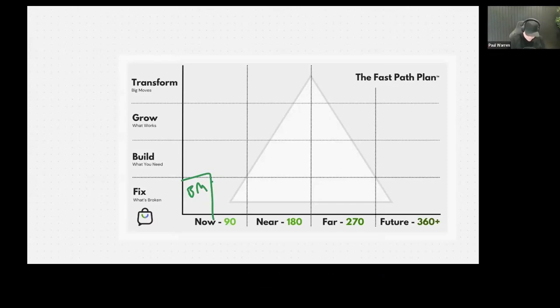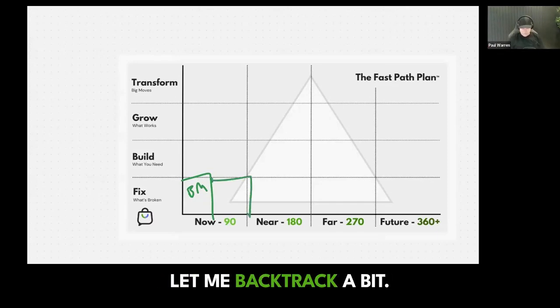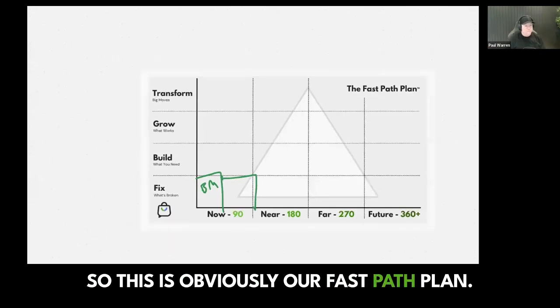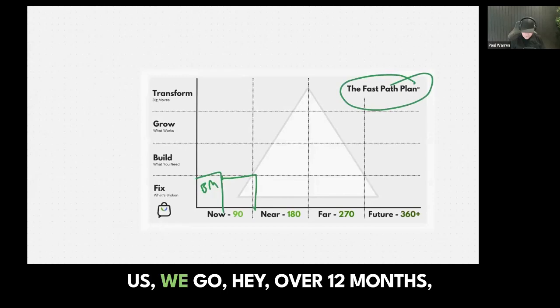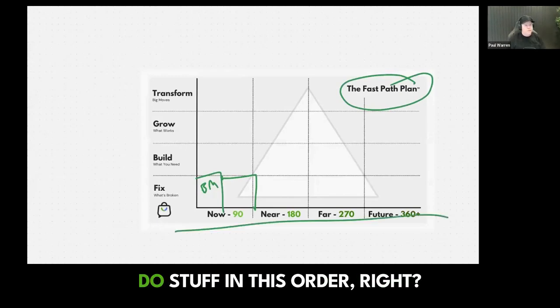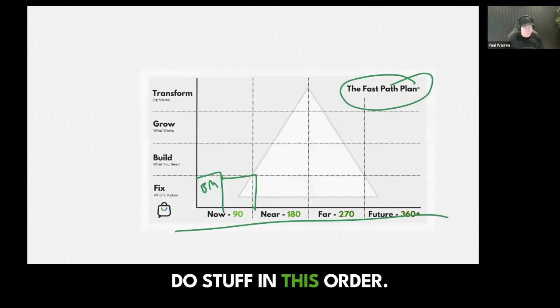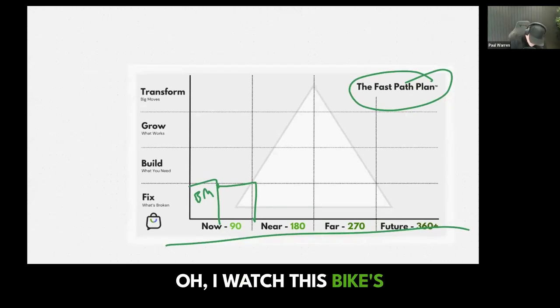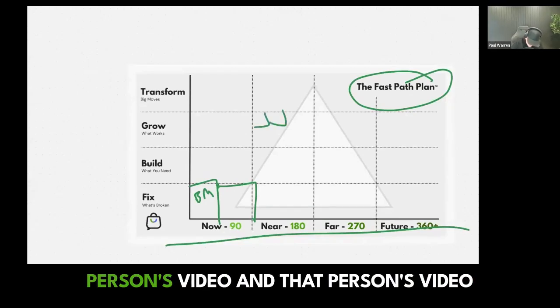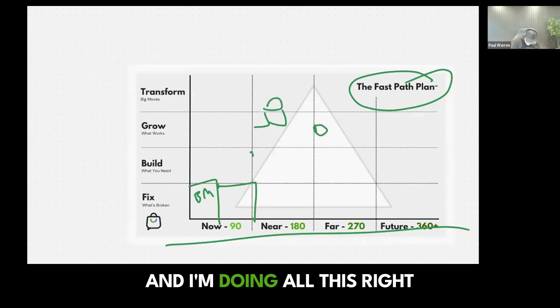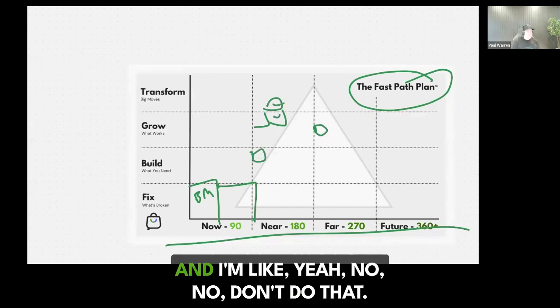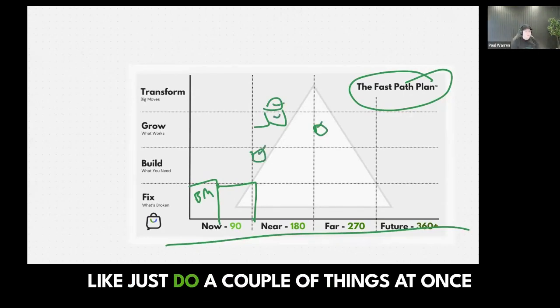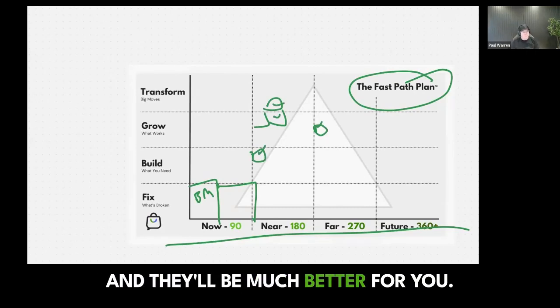Number two. And again, I'm sorry, let me backtrack a bit. So this is obviously our fast path plan. So someone like you works with us, we go, hey, over 12 months, do stuff in this order, right? And the reason I say to people do stuff in this order is so you don't go to YouTube and watch this bloke's video and that person's video and this person's video, and you're doing all of it at the moment. And I'm like, no, don't do that. Just do a couple of things at once and it'll be much better for you.